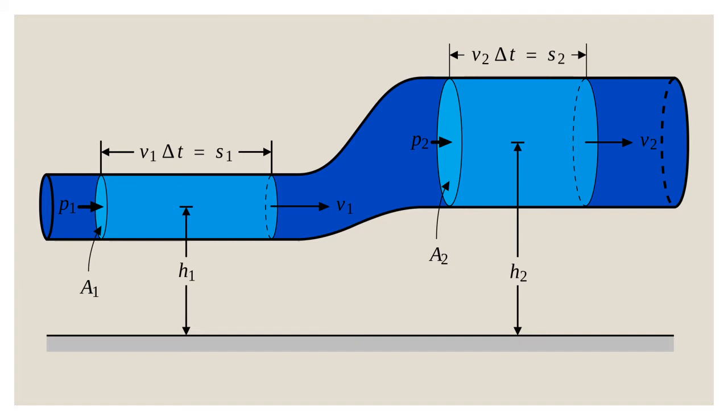On the right hand side the elevation of the pipe is H2, and the distance covered by the fluid is S2 equal to V2 delta t. The fluid flow at the cross-sectional area A2 on the right hand side has velocity V2, and the pressure exerted on the fluid flow is P2.